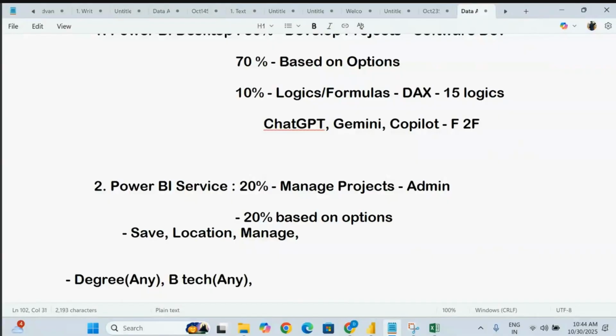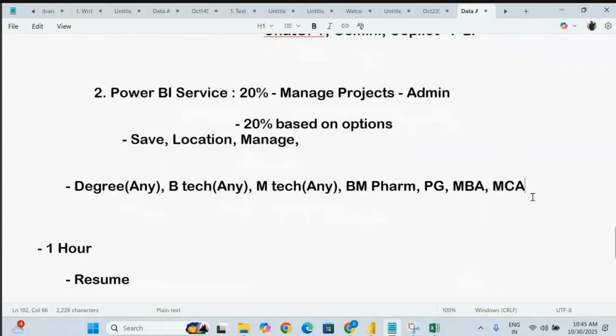or MTech from any branch, or B Pharmacy, M Pharmacy, whatever you have, any PG, MBA, MCA, whatever degree you have, you just need patience to learn it. Simple thing. You must hold a degree to get the job.